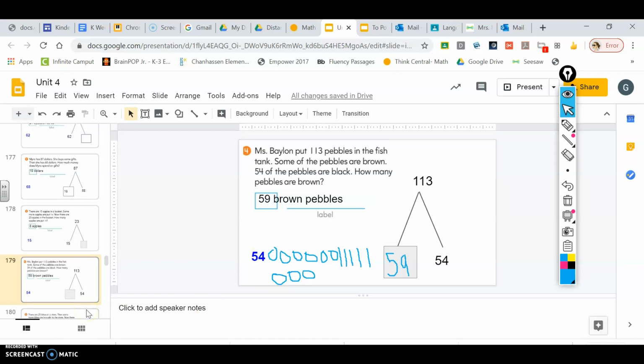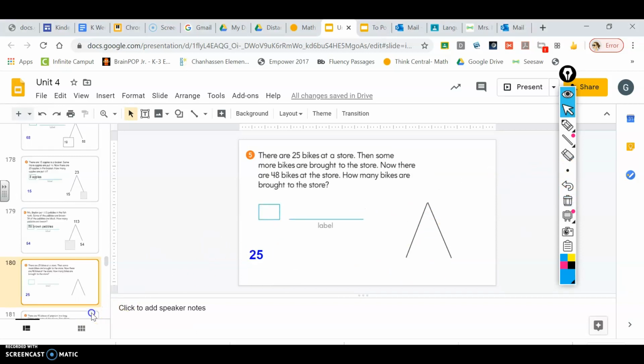All right, if you made a mistake, make sure you go back and change it. If you need to watch Mrs. Mettert solve it again, go ahead and rewind it or go back a little bit so you can watch this problem again. Otherwise, we're going to move on to number 5 here. So if you're good to go, keep listening.